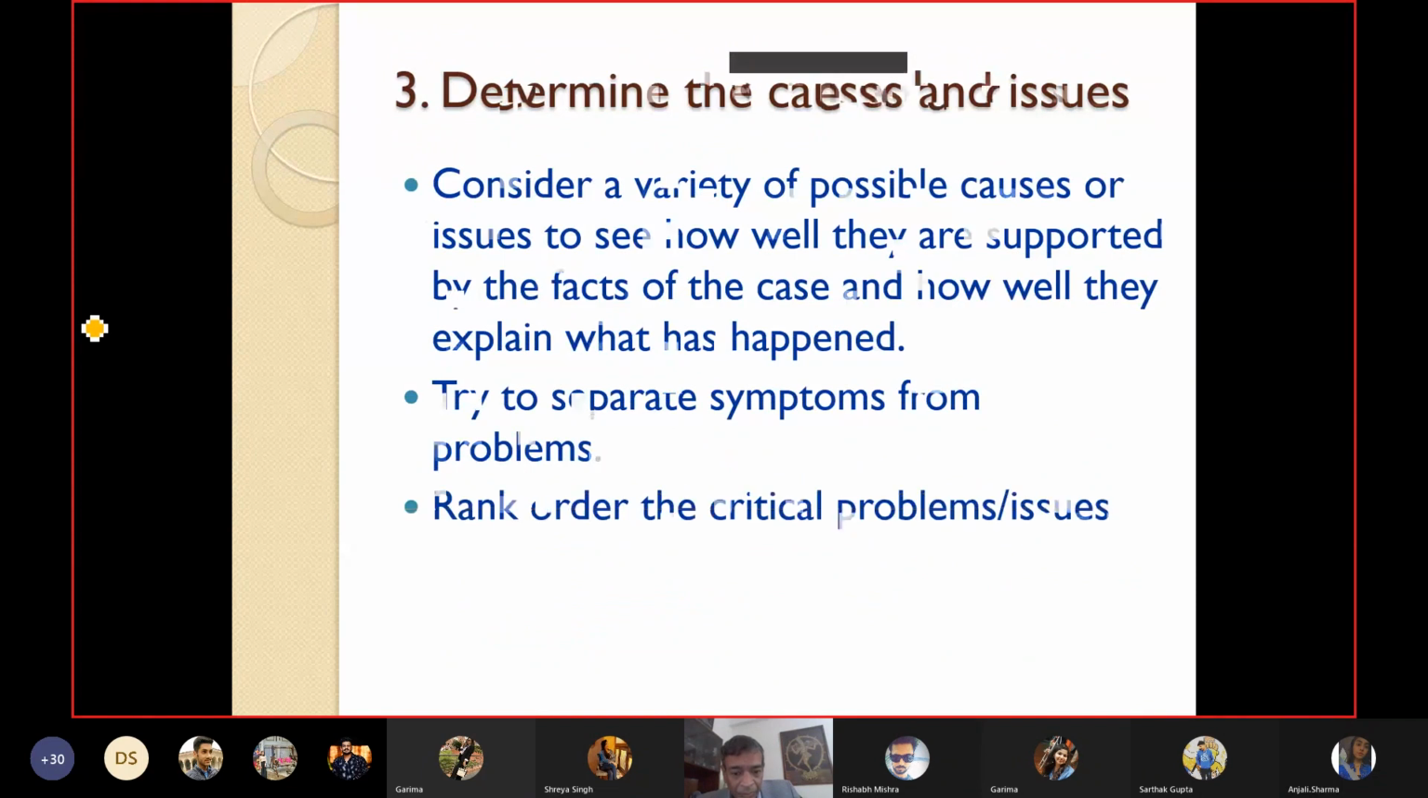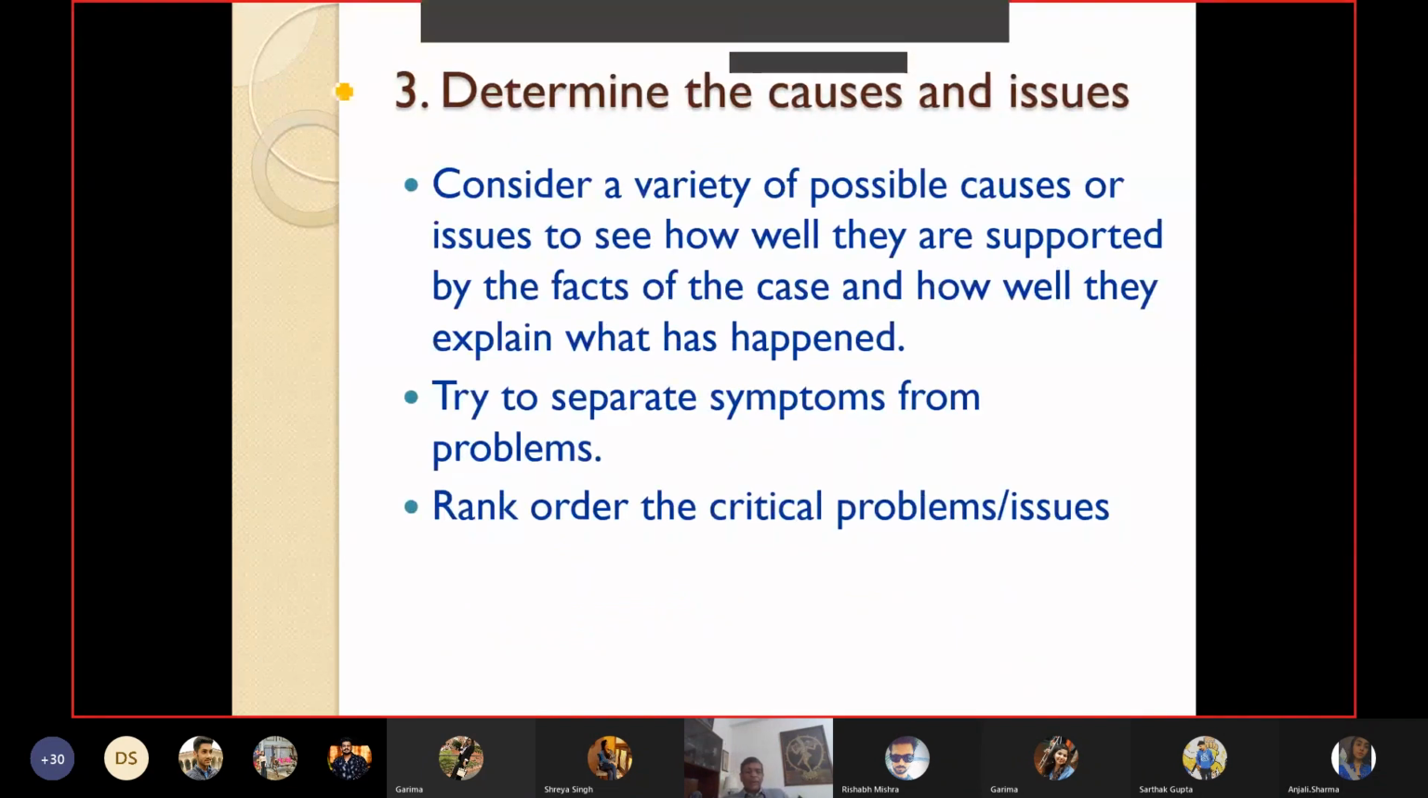All right. Number three. So, as you said, first is determine the situations, determine the events on a chronological basis, then define what the problem is, why it has happened. Then you move on to determine the causes and issues. You come across a lot of problems the firm has encountered. What has caused this problem? And are there facts in the case which support what the causes are?